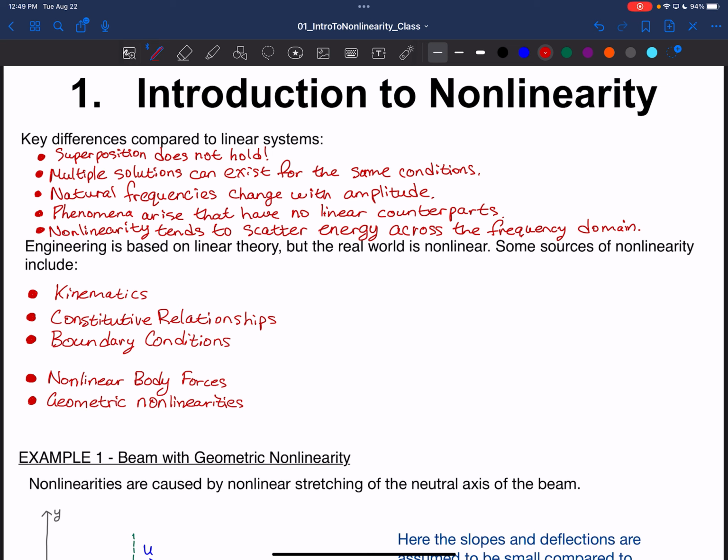Okay. All right, so in general, engineering is just based on linear theory. Everything you learn as an undergraduate is based on linear theory. Even as a graduate student, you're primarily focused on linear theory. And almost everything done in industry is based on linear theory. The reality is that we live in a nonlinear world, and every system is nonlinear.